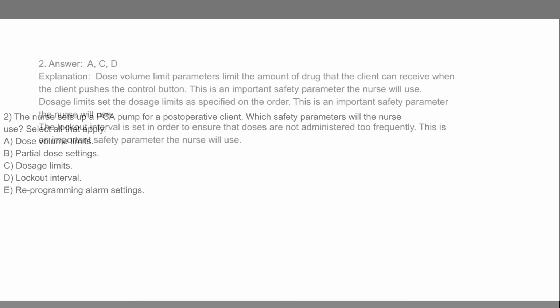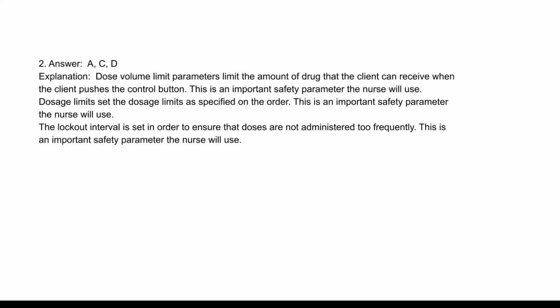Dose volume limit parameters limit the amount of drug that the client can receive when the client pushes the control button. This is an important safety parameter the nurse will use. Dosage limits set the dosage limits as specified on the order. The lockout interval is set in order to ensure that doses are not administered too frequently.